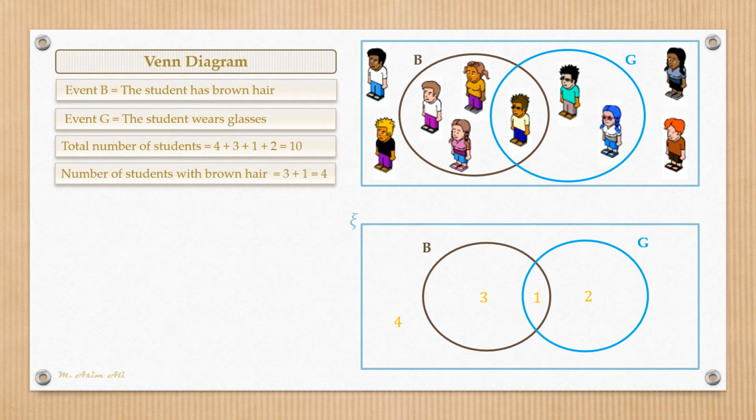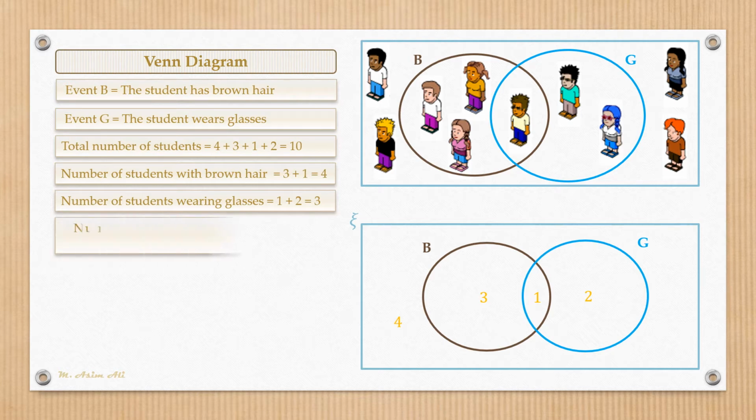Okay, then to count the number of elements in the set B, we have to count the number of elements in various regions, 3 and 1. There are 2 different regions, but we will combine them, we will add them to get the number of elements in the set B. So the total number of students here is 3 plus 1, that makes 4. This is the number of elements of set B. And the number of students wearing glasses, 1 plus 2, is equal to 3. This 3 is the total number of elements of the set G. That means the total number of students wearing glasses is 3. There are 2 types of students who are wearing glasses: 2 do not have brown hair, 1 has brown hair. So they are in 2 different regions, but they all are wearing glasses.